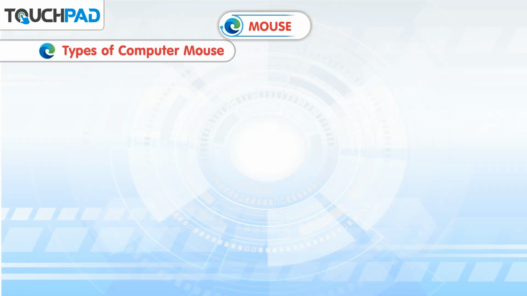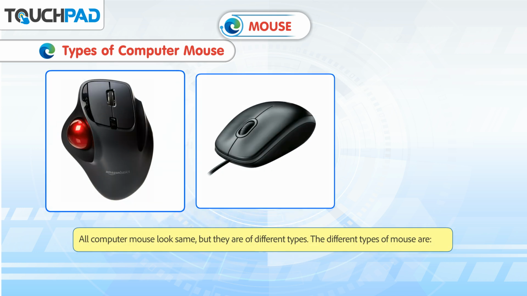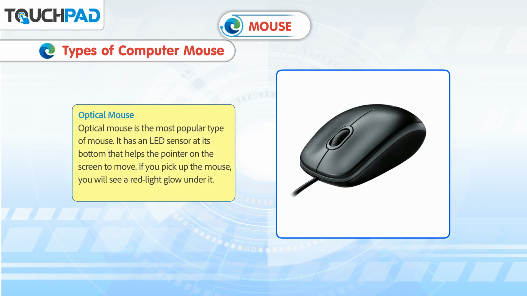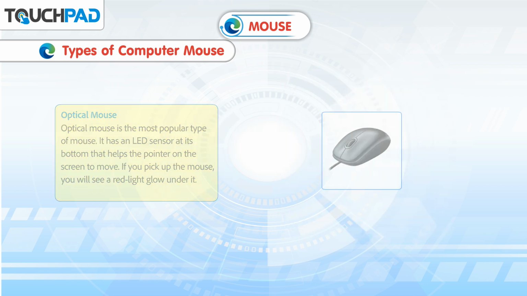Types of computer mouse. All computer mouse look same, but they are of different types. The different types of mouse are optical mouse. Optical mouse is the most popular type of mouse. It has an LED sensor at its bottom that helps the pointer on the screen to move. If you pick up the mouse, you will see a red light glow under it.